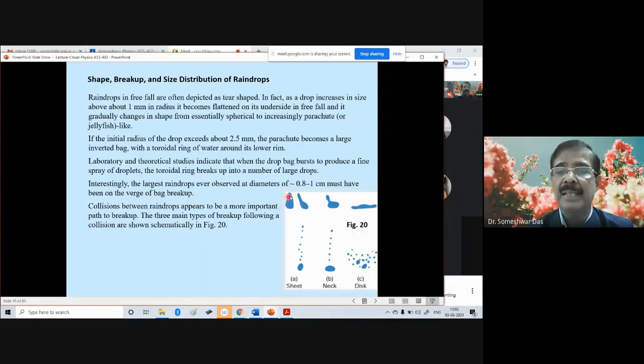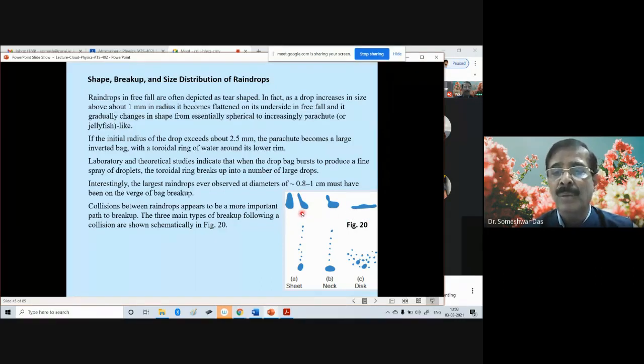So you see, now these are the different shapes of the raindrops when they have increased sufficiently large in size. Its size could be about 0.8 to 1 centimeter. Sometimes they look like a tear from the eye, and also their base is flattened. The shape changes from a spherical shape to a flattened base type of shape.